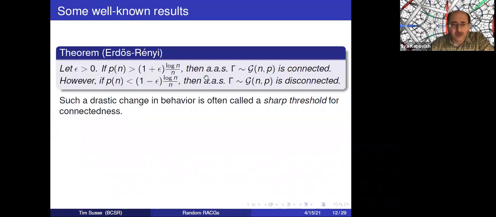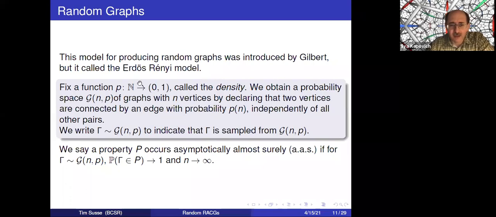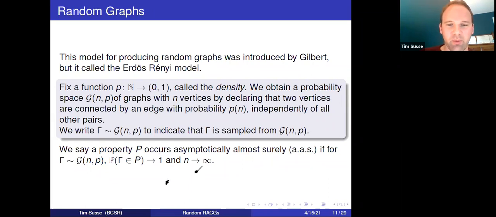Sorry, could you go back to the definition? I didn't quite understand. Yeah, sure. So the probability in your model, this P, is it the uniform probability? Yeah, it's uniform for all pairs. So the only thing that matters is how many vertices your graph has.